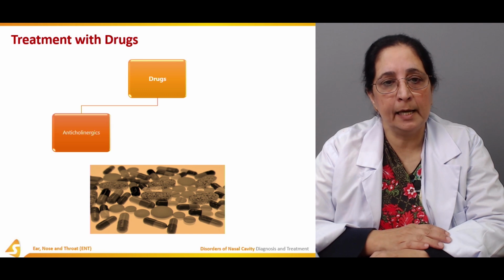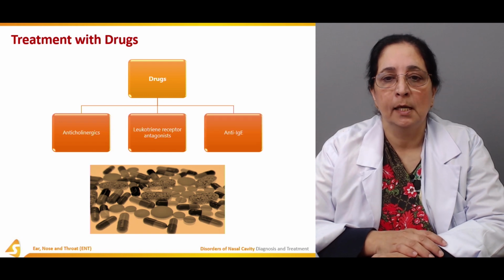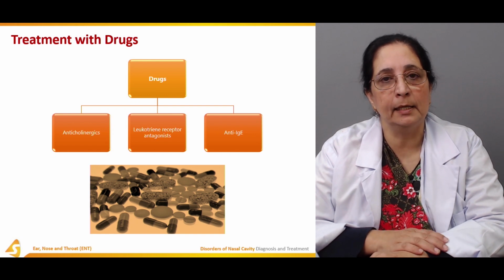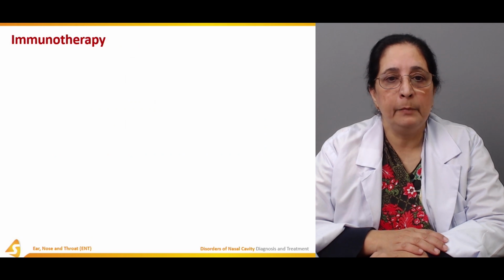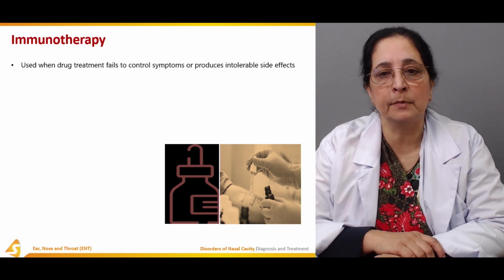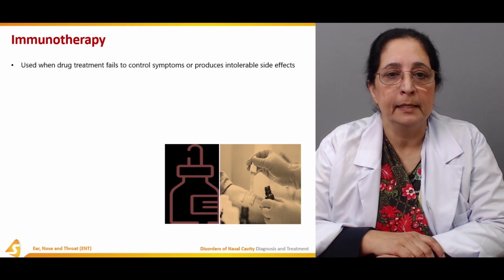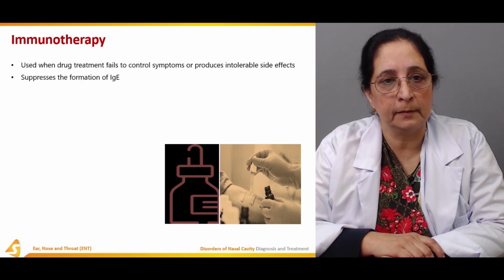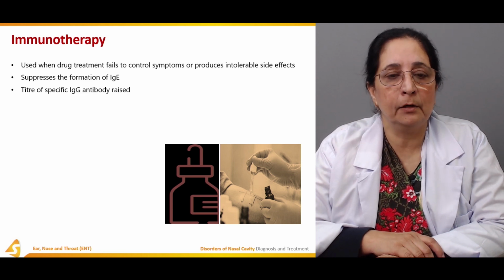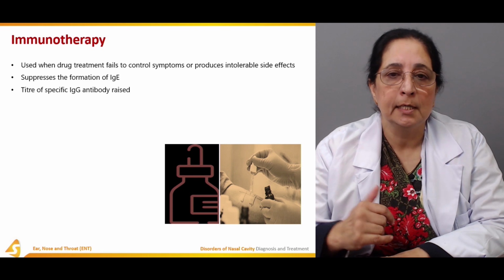Some other drugs, again, anticholinergics can be used, leukotriene receptor antagonists, and then anti-IgE can be used to treat allergic rhinitis. Immunotherapy is used when drug treatment fails to control symptoms of allergic rhinitis, and when there are too many side effects. This suppresses the formation of IgE, and the titer of specific IgG antibody rises. So IgE decreases, IgG starts rising.